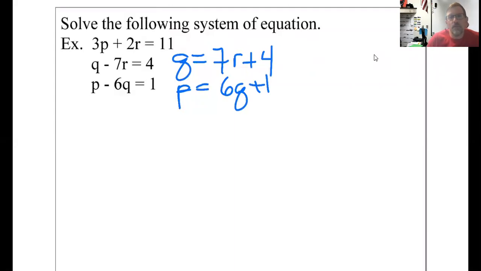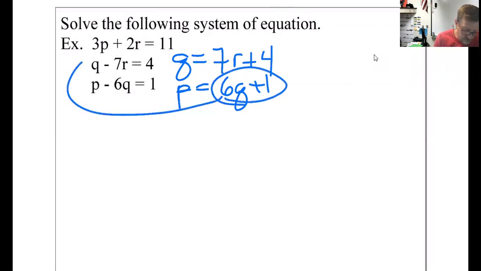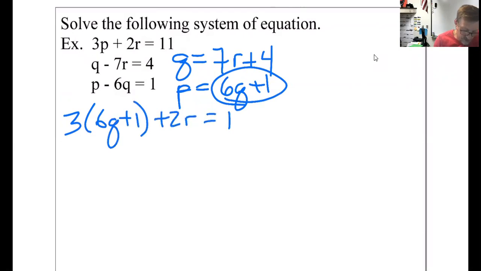Now, here's what this does. If I look at my top equation, which is 3p plus 2r, I'm going to take the 6q plus 1 and substitute it right in there. So I'm going to have 3 times (6q plus 1) plus 2r equals 11. And then I'm just going to use the second one because that also has q and r. So I got q minus 7r equals 4.